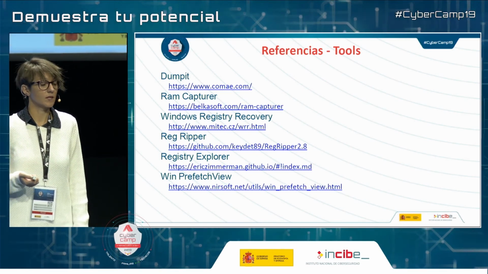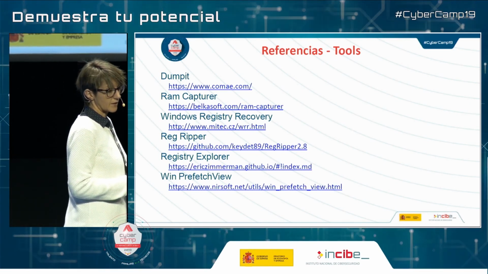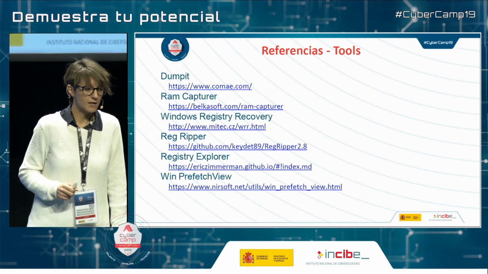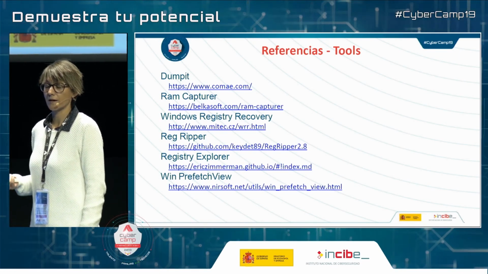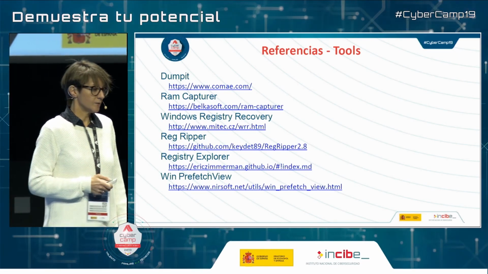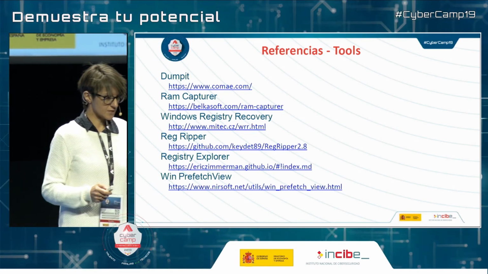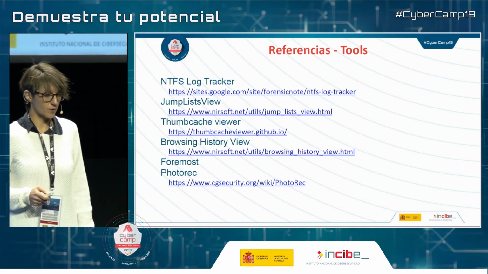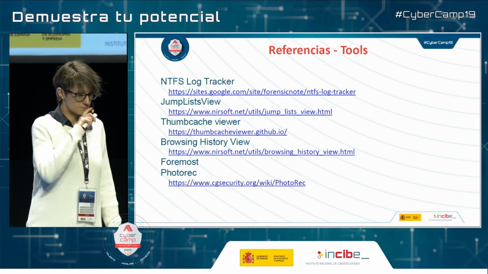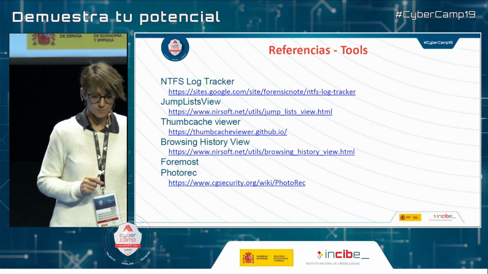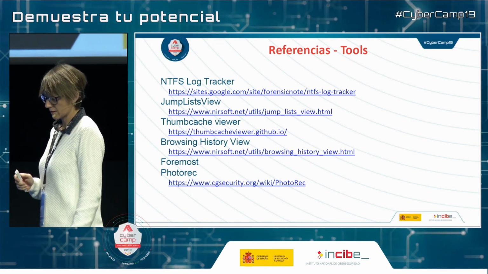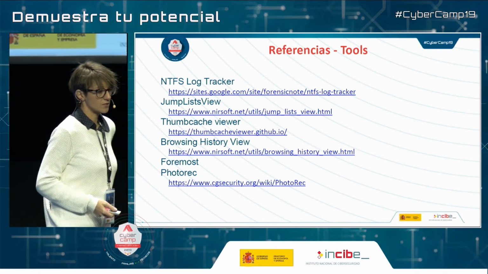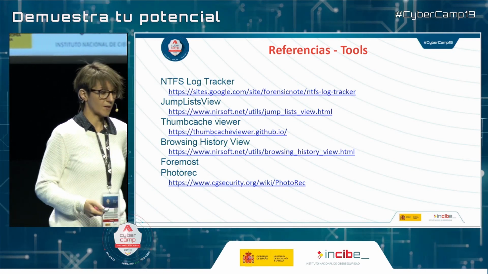We can use the RAM Capturer for the RAM memory as well. Windows Registry Recovery for the registry. It had the graphic part, RegRipper, Registry Explorer, and the WinPrefetchView for the prefetching. NTFS Log Tracker. We didn't see it in today's example, but this is for tracking the log file in Windows. The jump lists, thumbnail viewers, browsing history view.